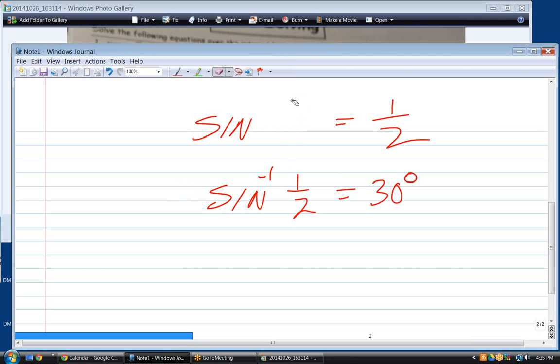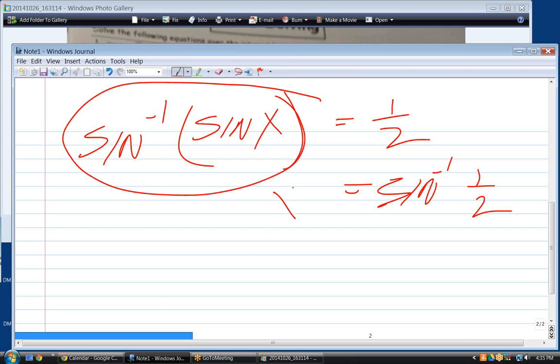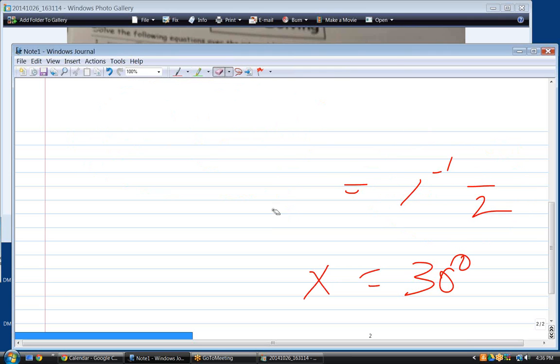In other words, if I said the sine of x is equal to 1/2, how do you figure out x? Well, one way to look at it is I'm going to take the inverse sine of both sides. So it's the inverse sine of 1/2. And when you take the inverse sine of the sine, you get just the x. Well, the inverse sine of 1/2 is an angle, 30 degrees. So that's how we solve for angles, by using the inverse functions.